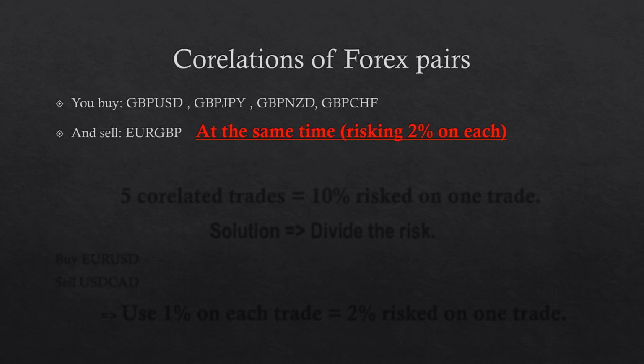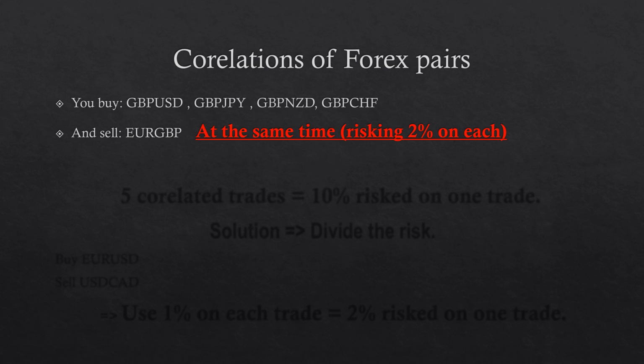If you take a look at all these pairs, they all have GBP in them, which means they are all depending on what happens to GBP. So firstly, let's look at the buys. We have GBP-USD, GBP-JPY, GBP-NZD, and GBP-CHF. So for these buys to hit your take profit, GBP has to gain strength since you are buying.